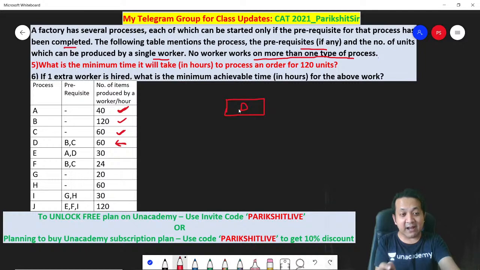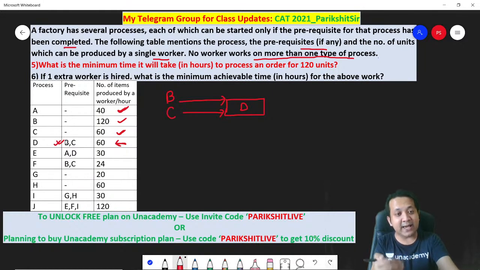D can only start if B and C are completed. It means B and C are inputs to D. So the moment B and C are completed, you provide B and C to D and D can start the task. And how many units of D can be produced per hour? 60 units. But D can only start if B and C are completed.